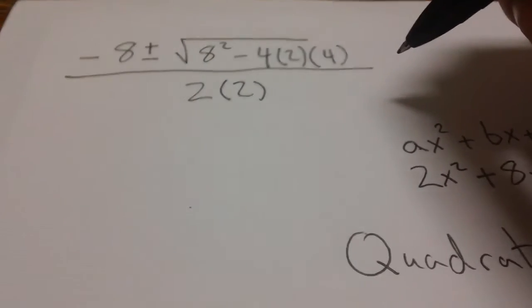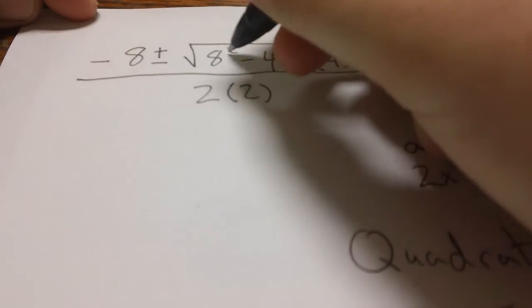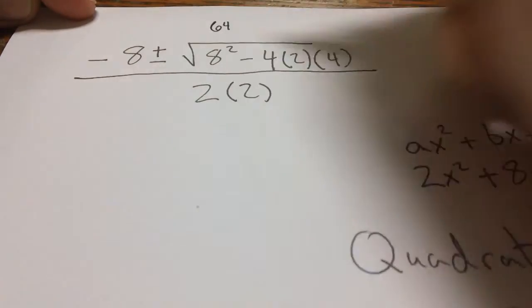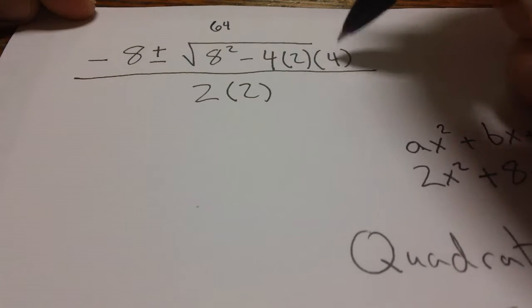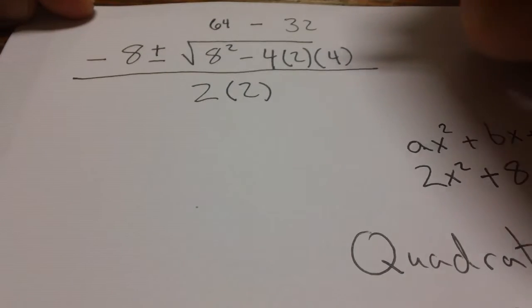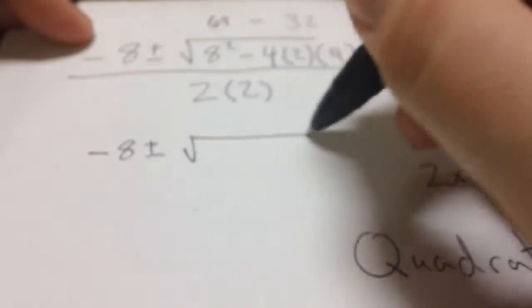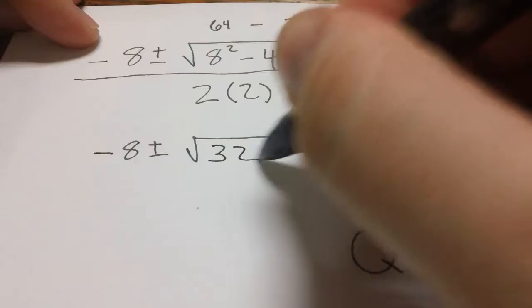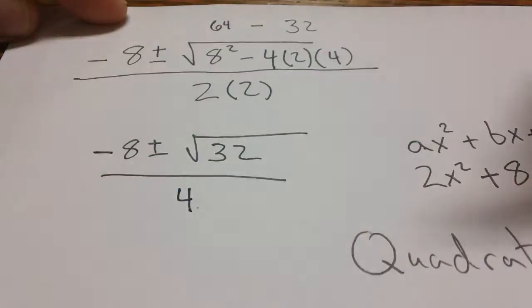Alright, so let's simplify what we can. Now underneath this square root, let's simplify this stuff here. 8 squared is going to be 64. And let's see, 4 times 2 is 8. 8 times 4 is going to be 32. So we're going to have 64 minus 32 under there. And once we take 64 minus 32, of course, we're just going to get 32, right? So we could rewrite this as negative 8 plus or minus the square root of 32 over, and instead of writing 2 times 2, we can, of course, just write 4 there, right?